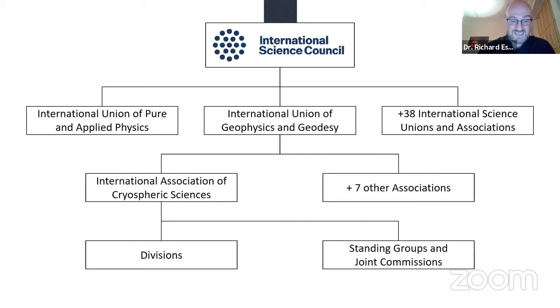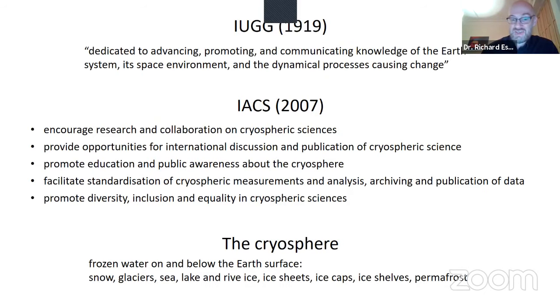Coming down another level, under IUGG, there are 8 associations, one of which is the International Association of Cryospheric Sciences, and that is divided into a number of divisions that are concerned with different aspects of the cryosphere, and there are standing groups and joint commissions that work on issues at the interfaces between those associations. IUGG was founded in 1919 with the aim to rebuild international collaboration in geoscience after the war. The International Association of Cryospheric Sciences only became an association of IUGG in 2007. It's the newest of the 8 associations in IUGG.